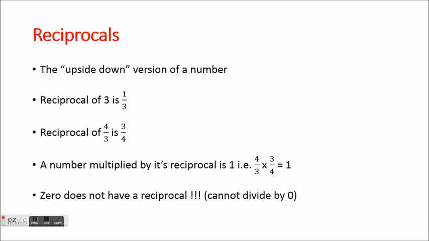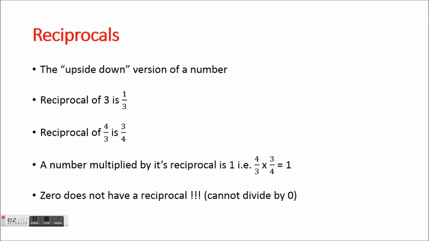Okay, the last point on this is reciprocals, which is just the upside down version of the number. If you have a whole number, called an integer, so 1, 2, 5, 8, like this 3 here, the reciprocal of it is 1 over that number. Now, a reciprocal of a fraction just means flip it upside down, a bit like we did when we were dividing fractions. So the reciprocal of 4 over 3 is 3 over 4.